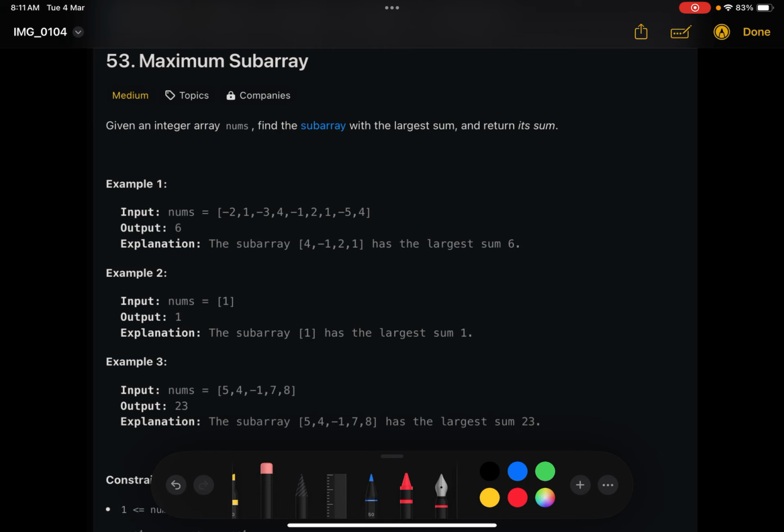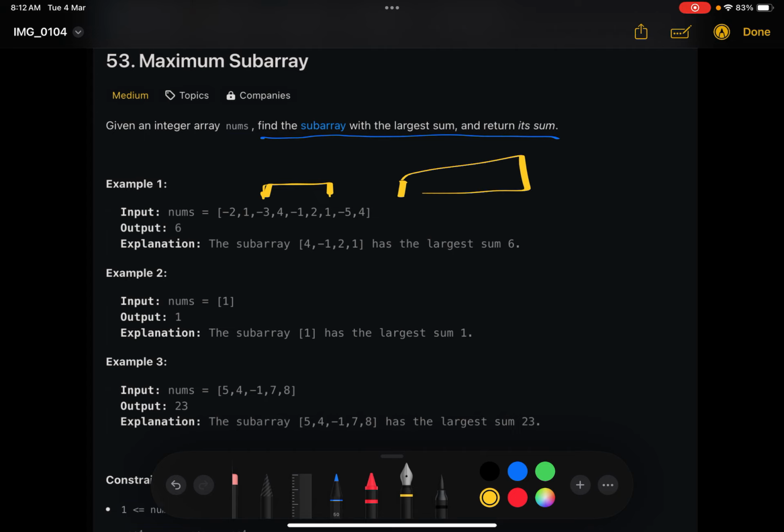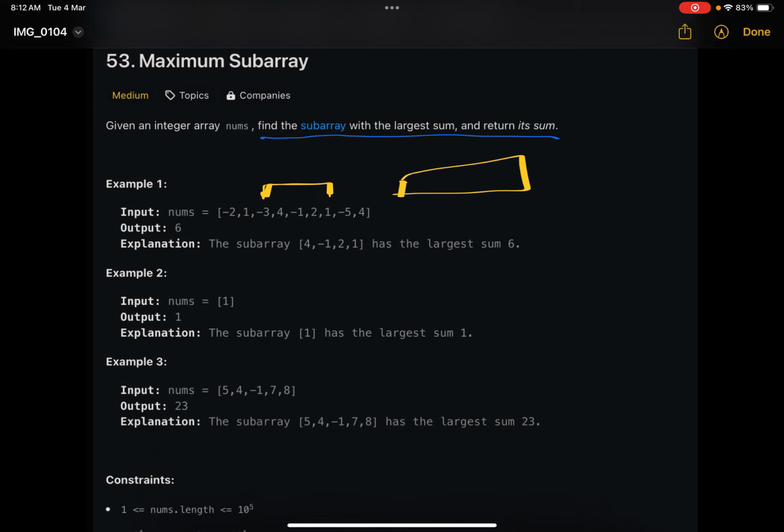Today I'm going to solve a new question of Leetcode, that is Leetcode 53 Maximum Subarray. Given an integer array nums, find the subarray with the largest sum and return its sum. Means you have to return the subarray having the maximum sum, right? I will explain it in a better way using a test case.